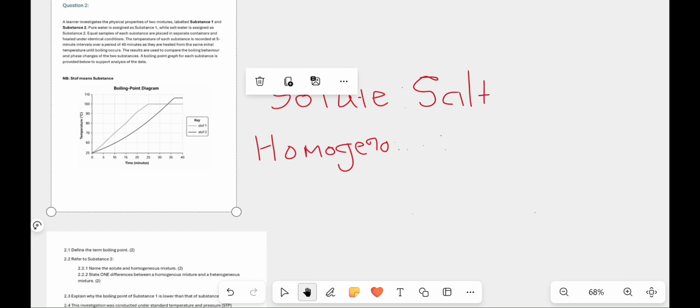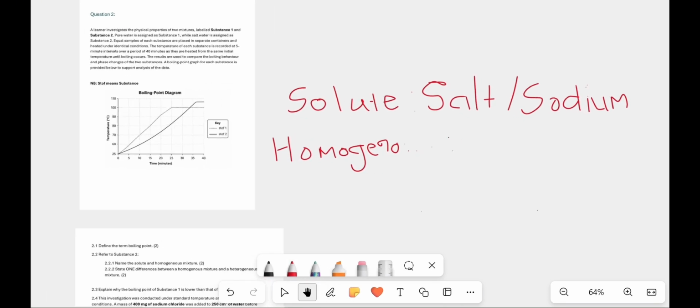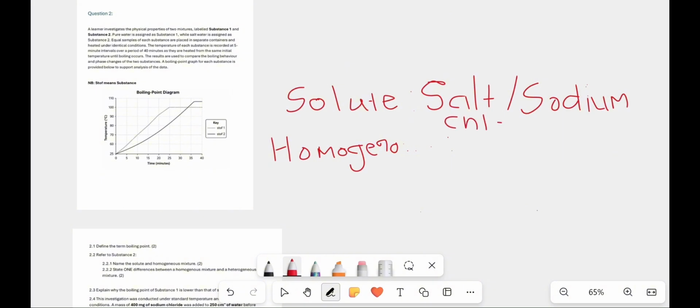Okay. And then the homogeneous mixture is the one that they gave you, basically. You can either say, okay, there are multiple answers. So you could have said salt or sodium chloride, the scientific name. I'm just going to squish it in here. Or, yeah, those are basically the two. Or, okay, for your homogeneous mixture, you can say there are 3 options.